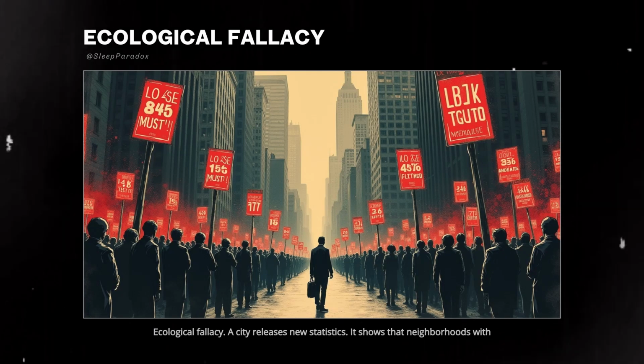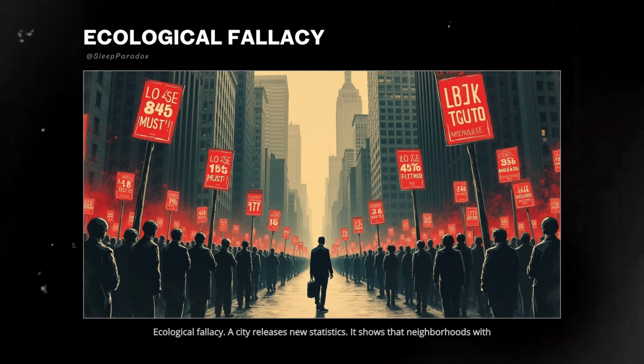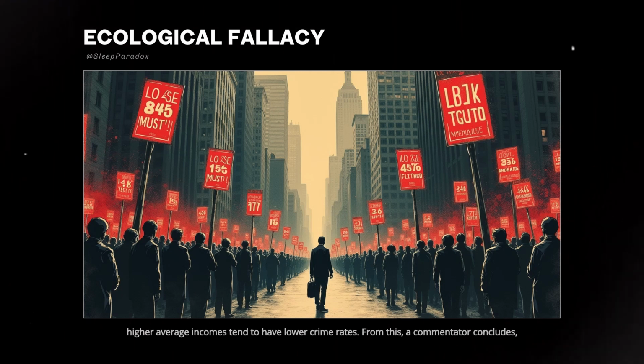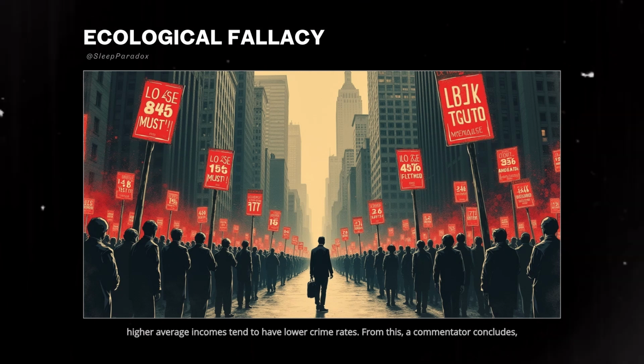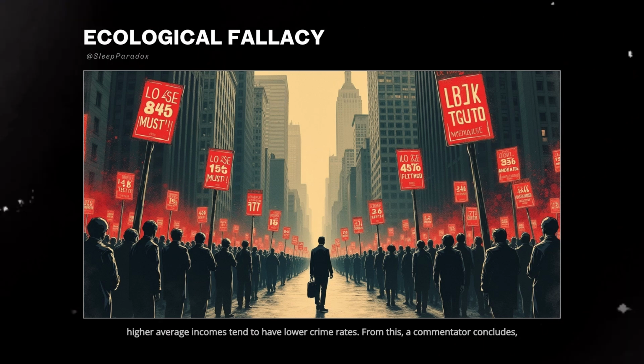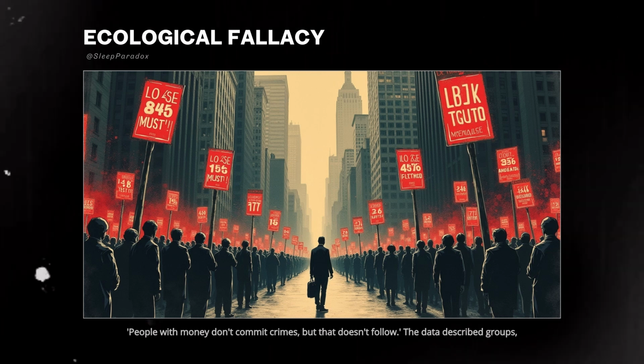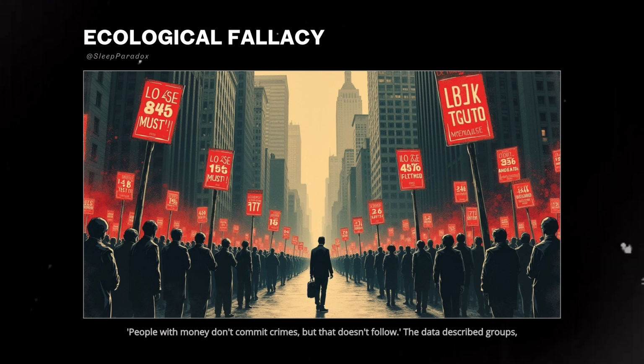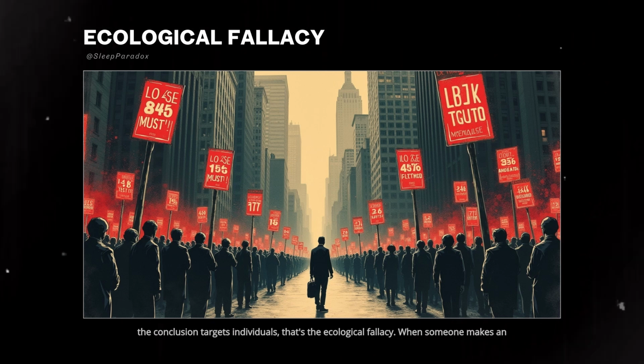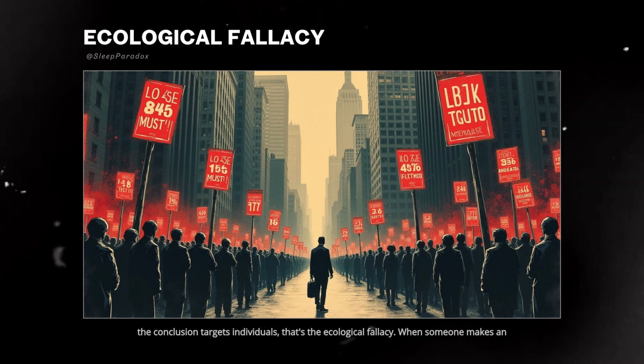Ecological Fallacy. A city releases new statistics. It shows that neighborhoods with higher average incomes tend to have lower crime rates. From this, a commentator concludes, "People with money don't commit crimes." But that doesn't follow. The data described groups. The conclusion targets individuals. That's the ecological fallacy.